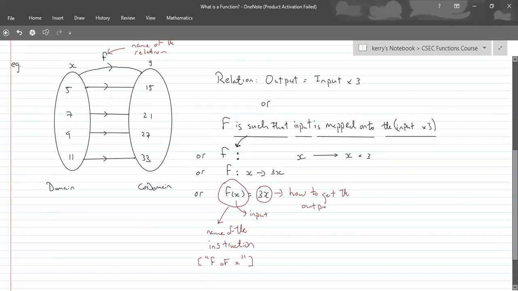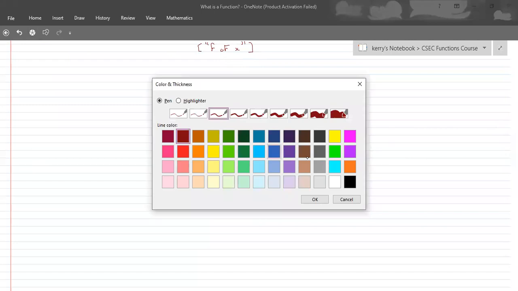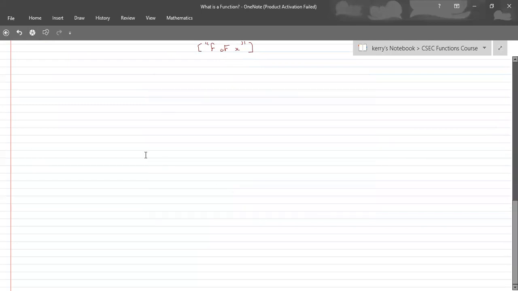So that is the actual relation there, the name of the instruction or relation. Remember, it's a relation. So this is an instruction, and it tells you when you are given an input, how to get the output, and that's it. So let's go down now to see some different examples.